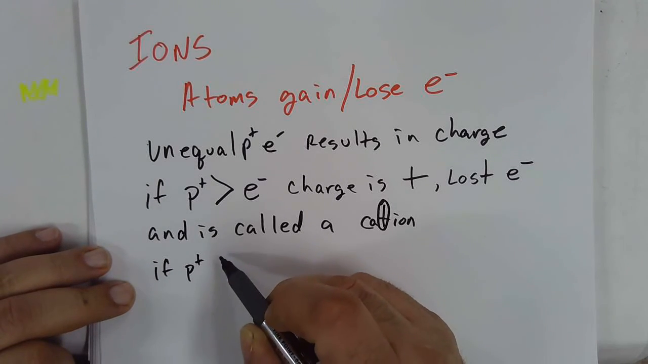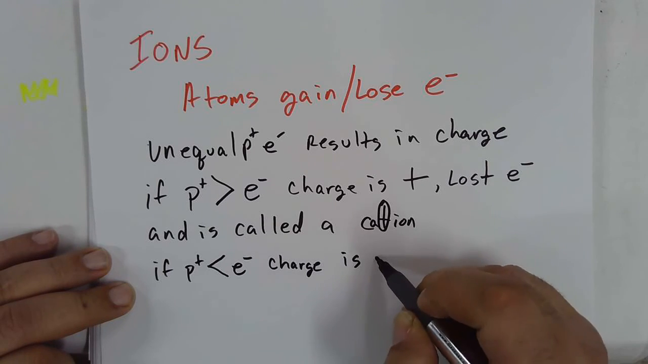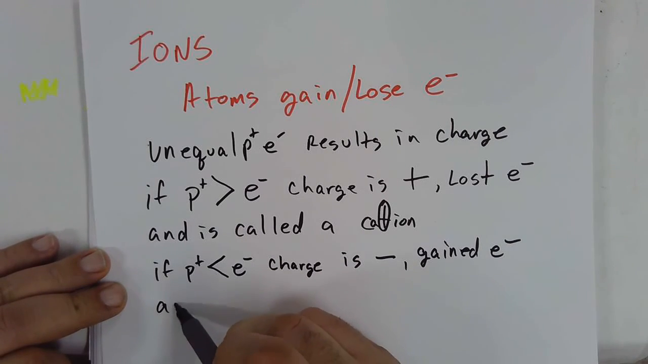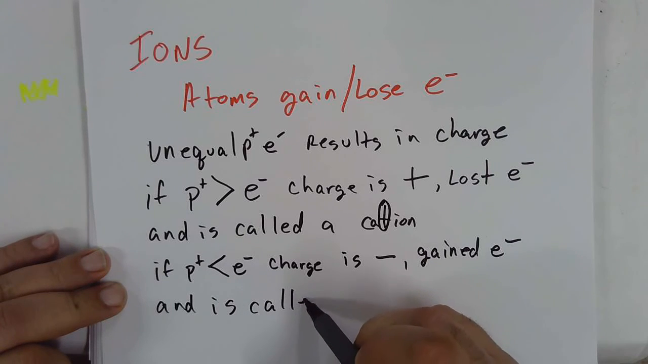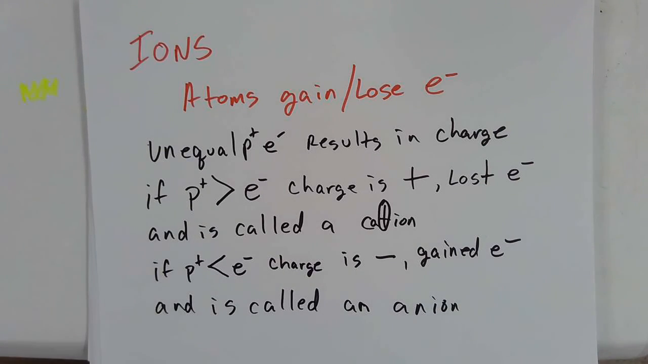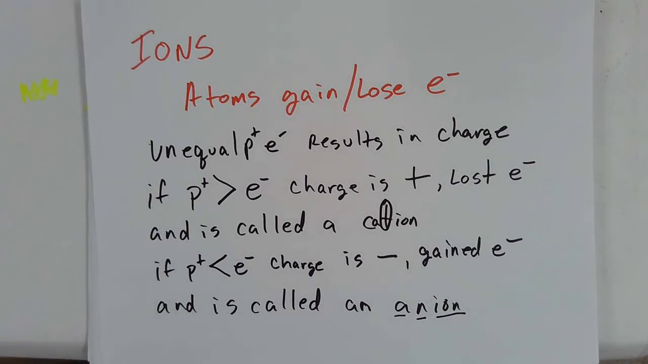If the protons are less than electrons, then the charge is negative. That means we gained electrons and is called an anion. Now, I have no idea why this one seems so hard for people to get a way to understand this. This one jumped out at me immediately when I first heard it. Why is it that you know that an anion is the negative ion? A negative ion. It's pretty easy to me.